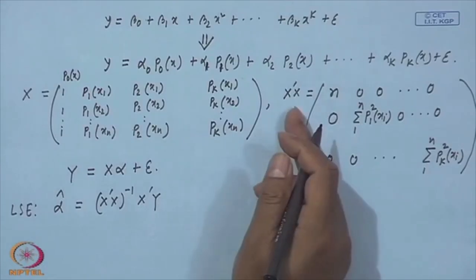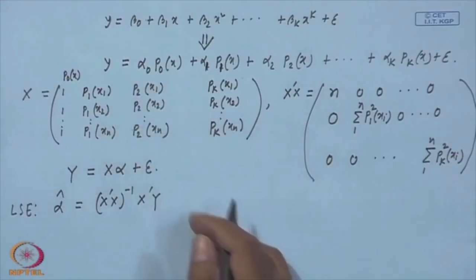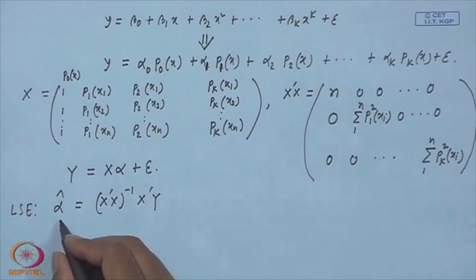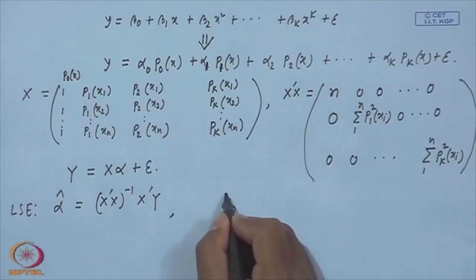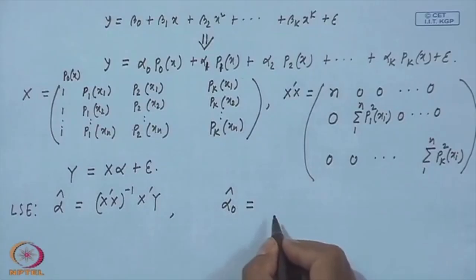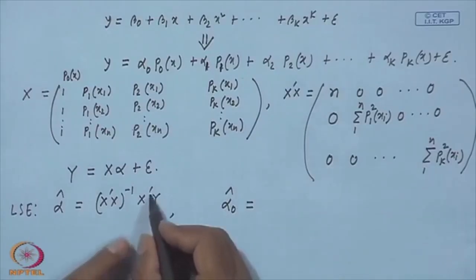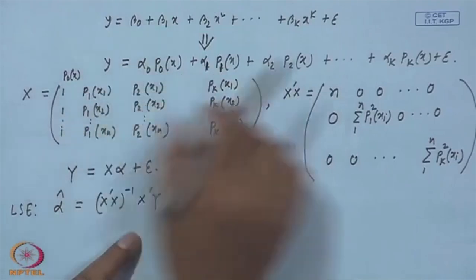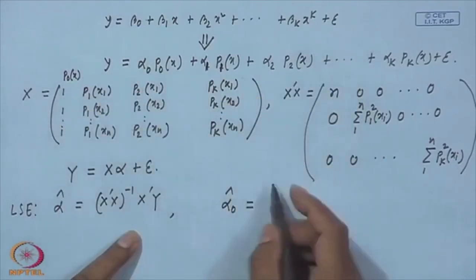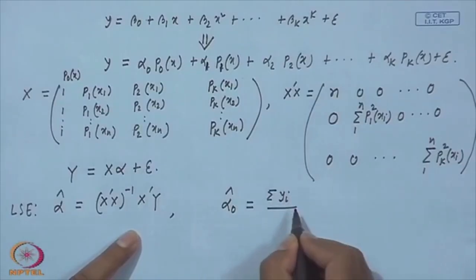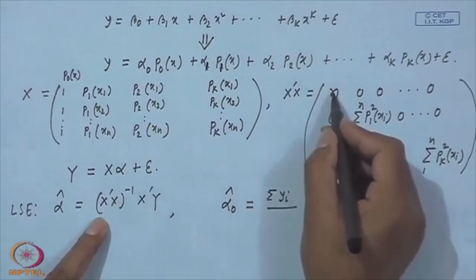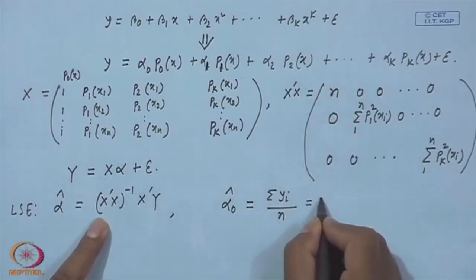You know X prime X, and of course you know Y, which is Y1, Y2, up to Yn. So, you can compute alpha hat. Let me write down what alpha naught hat is. First you compute X prime Y, that is summation Y_i, into (X prime X) inverse, that means 1 by n. So, that is nothing but Y bar.